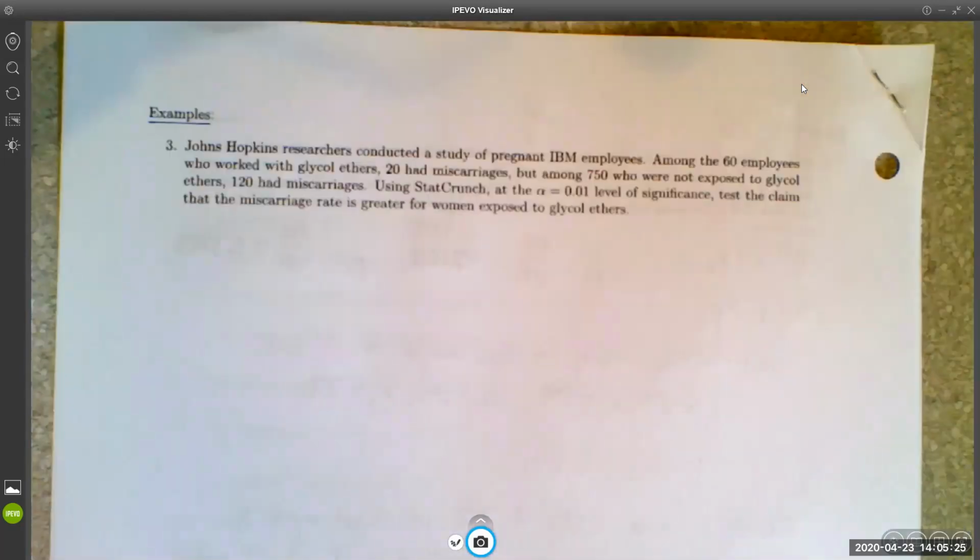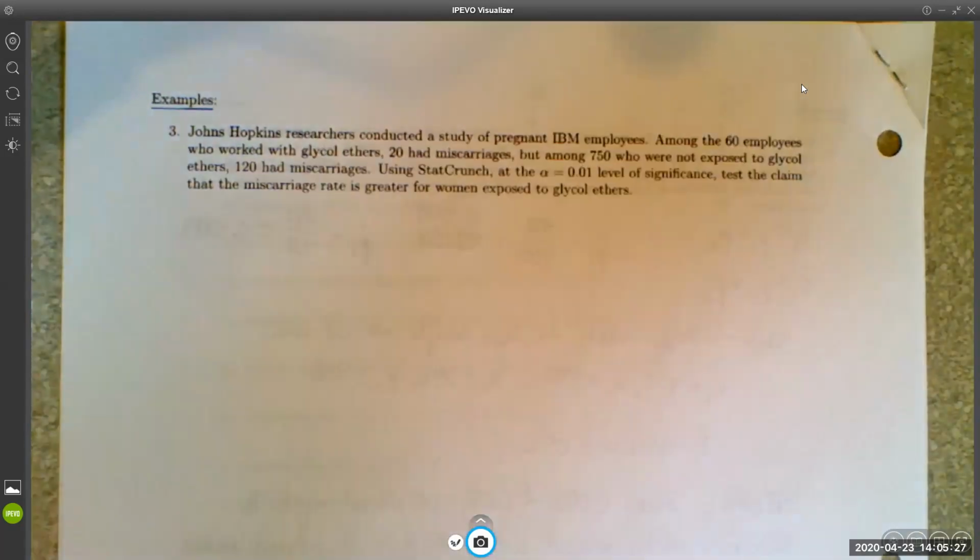Let's look at a couple more examples. I'll let you pause the video and see if you can do this one. It says, Johns Hopkins researchers conducted a study of pregnant IBM employees. Among the 60 employees who worked with glycol ethers, 20 had miscarriages. That's a lot. But among 750 who were not exposed to glycol ethers, 120 had miscarriages.